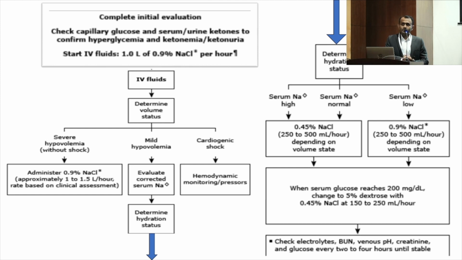And if it is mild hypovolemia, you again reassess the sodium level and evaluate the corrected sodium level. What is the formula? It is 1.6 millimole for every 100 increase in the blood sugar above 100. So you check that and then determine, and then you see whether there is any cardiogenic shock. These are a few important considerations you should always consider.